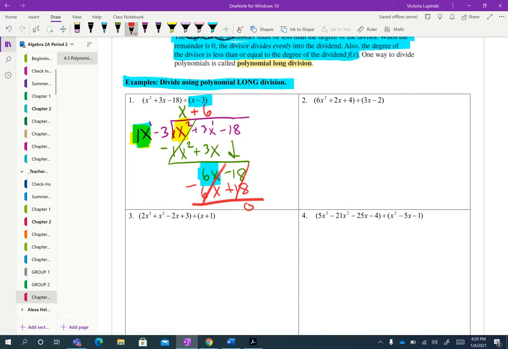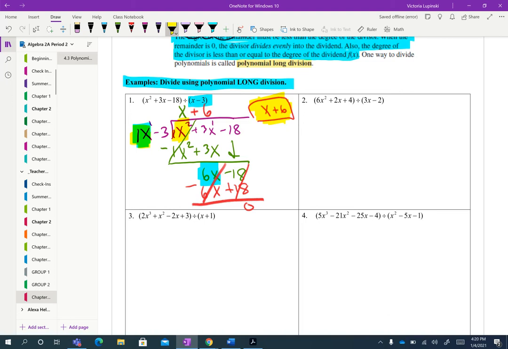Because of the fact that the remainder is 0, that means that the polynomial divides evenly, which means your answer is just the quotient. So your answer to this problem, how many times does x minus 3 go into x squared plus 3x minus 18? The answer is x plus 6 and x plus 6 only. So it's good that you show and do all that work, but you have to make sure you understand where the answer is. Let's go ahead and try another one.